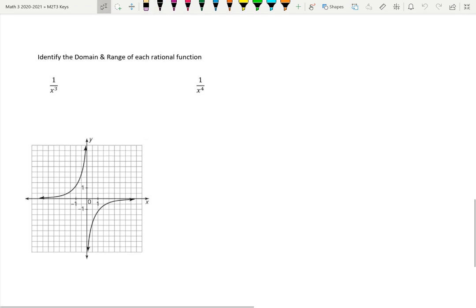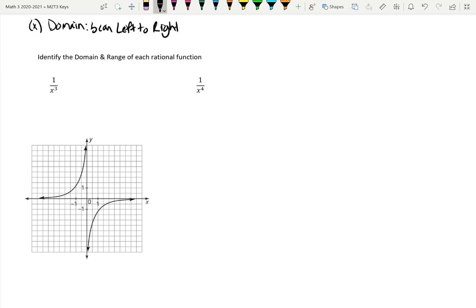So basically, I want you to understand the difference is that domain deals with the x's, and it's going to be a scan left to right, while the range is going to deal with the y's, and it is a scan bottom to top. So the idea is that the domain is dealing with the x's.